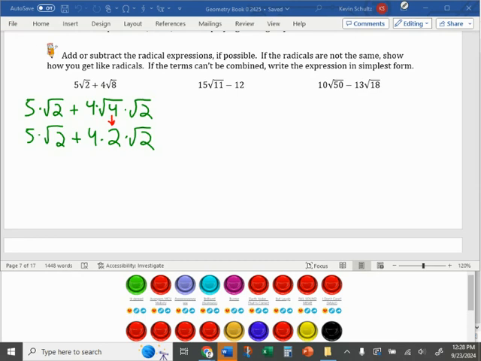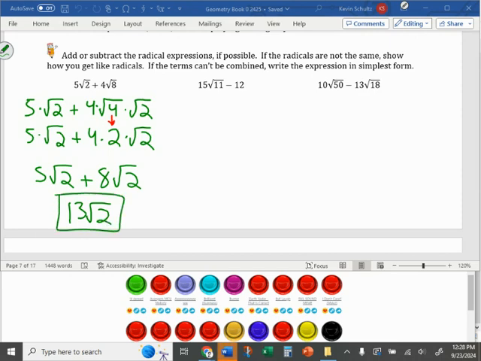So now we have 5 times root 2, which is 5 root 2, plus 4 times 2 times root 2, and 4 times 2 is 8. So we have 5 root 2's plus 8 more root 2's. How many root 2's do we have in all? 13. 13 root 2. And that would be our final answer.